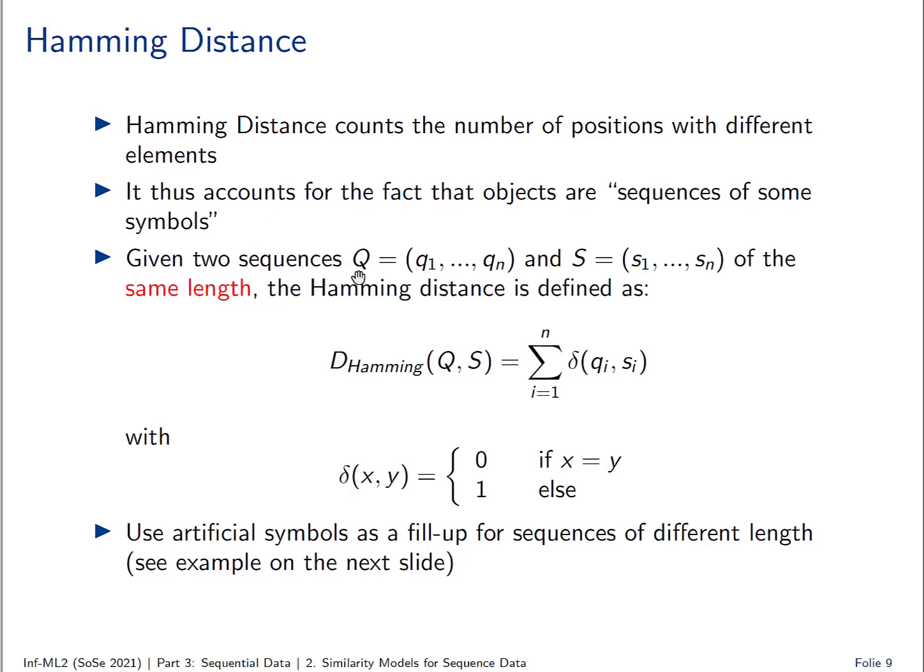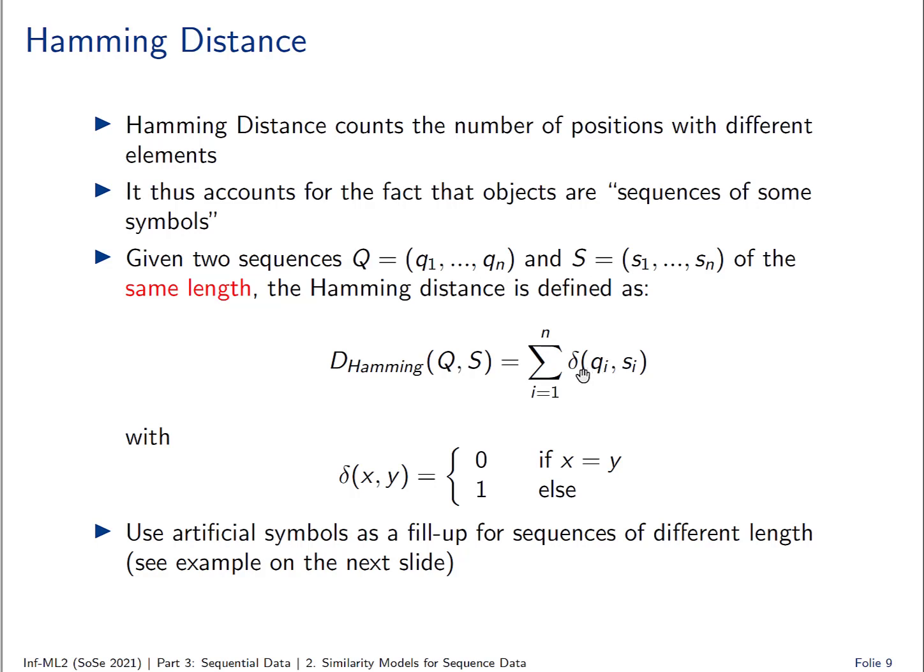We have two sequences, Q and S, with the particular values Q1 to Qn and S1 to Sn. The most important point is that in the basic form these two sequences need to have the same length. You see, both have length n, so both have an index set of size n. If we have that, we can define the Hamming distance by this formula here. If you look at this formula, we just sum up these delta values over all the different positions.